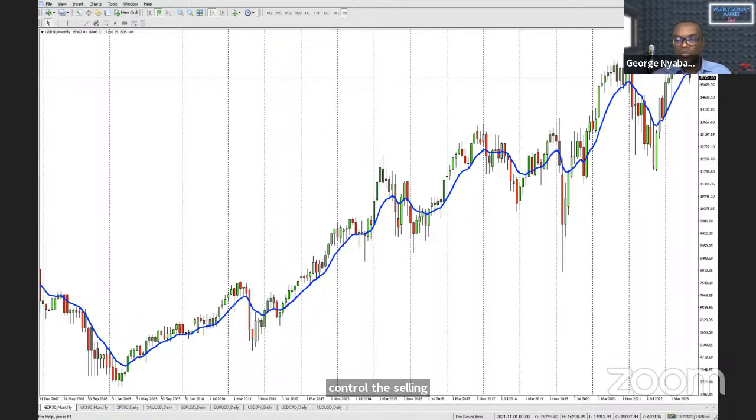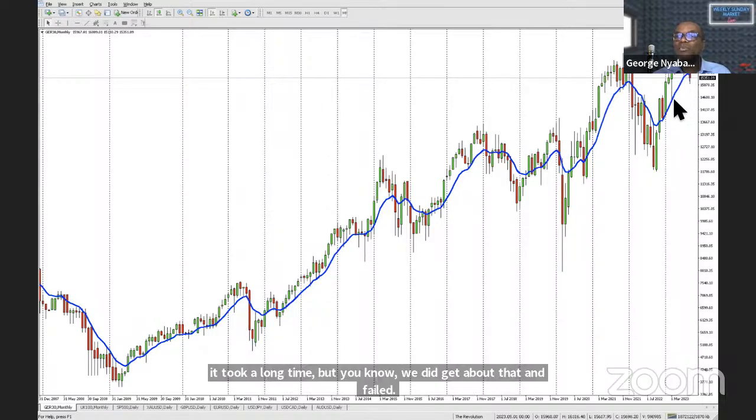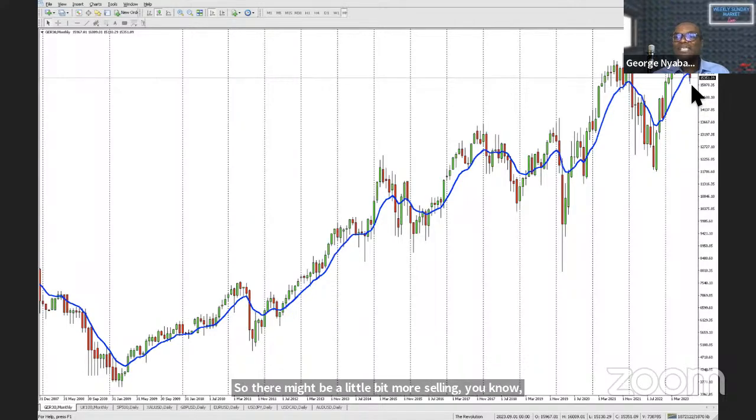Of this high, this was in November 21. It took a long time, but we did get above that and failed. So there might be a little bit more selling. Bulls might create a higher low double bottom before we go any further. I think there's a little bit more selling on the German market as we go forward, a little bit clearer than we had on the FTSE.